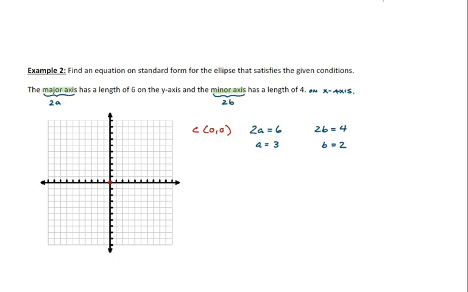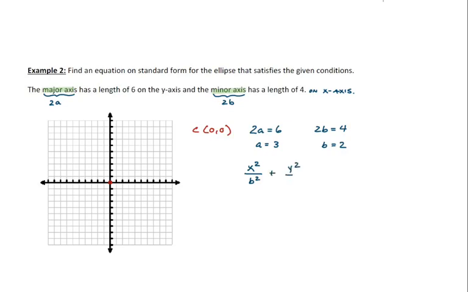One mistake that people will make is they'll see that the major axis is 6 and think that that is giving you your A value. It's actually giving you twice your A value, and I'll show you what I mean on the picture. So if I plot my center 0, 0, and then A would be the distance I go from the center to a vertex, but in this case it's on the y-axis, so I should go 3 units above and 3 units below, and then B is my distance from the center to the edge of the ellipse, and I should go 2 to the right and 2 to the left.